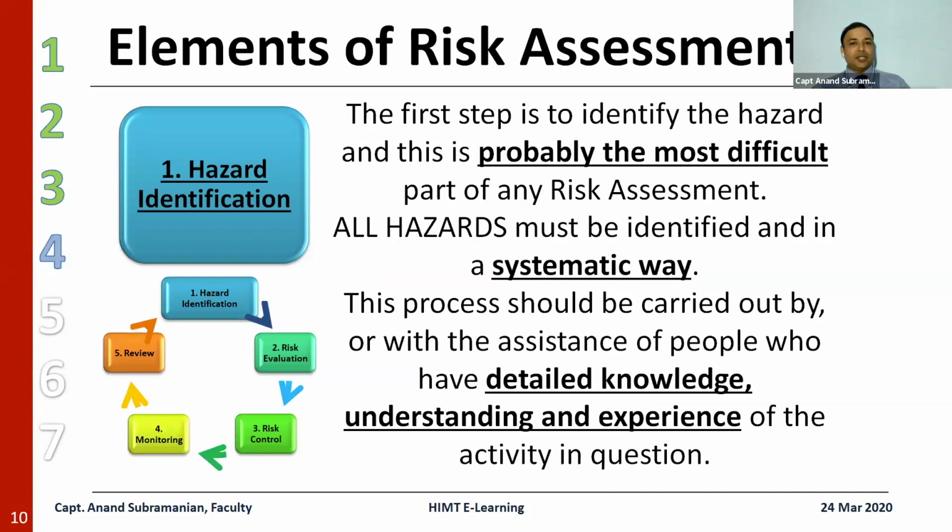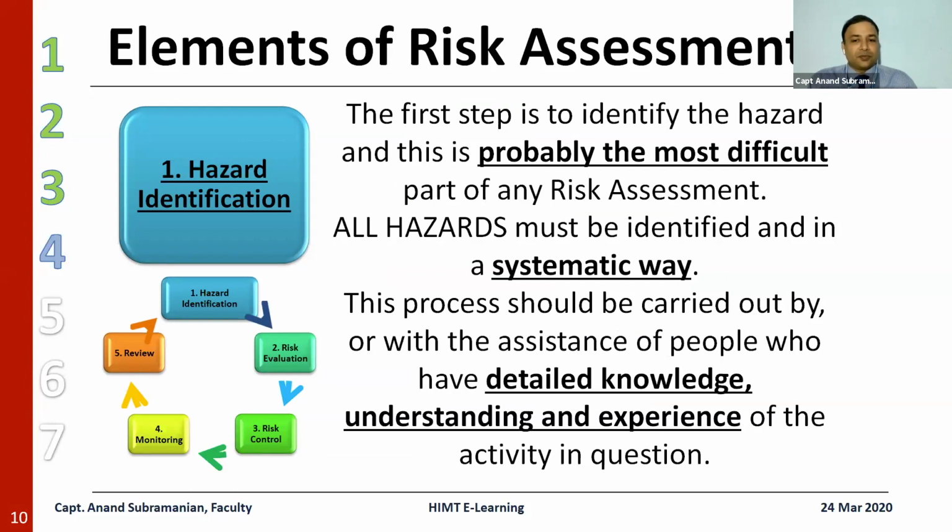Okay, now we're going into the elements of risk assessment. The first element is hazard identification. This is probably the most difficult part because there are n number of hazards. There are so many hazards for a particular job that we have to take into account. This is where it becomes very important that the risk assessment is done structurally and in a systematic manner. We just can't ask a question and then say, okay, fine, this job is ready to go.